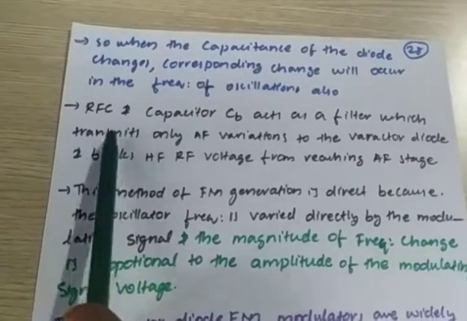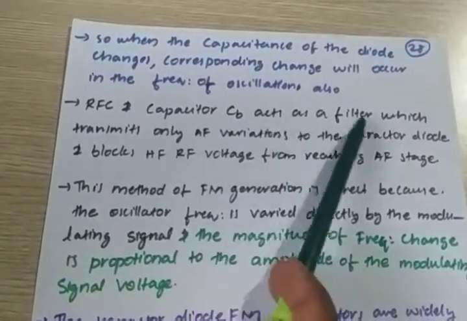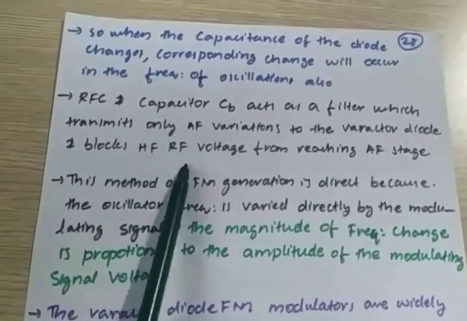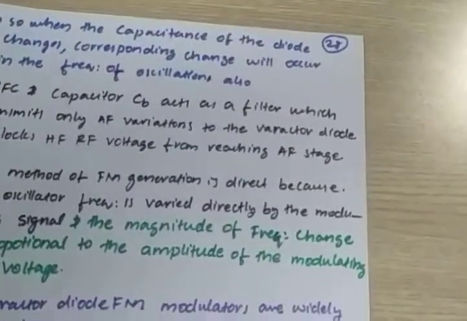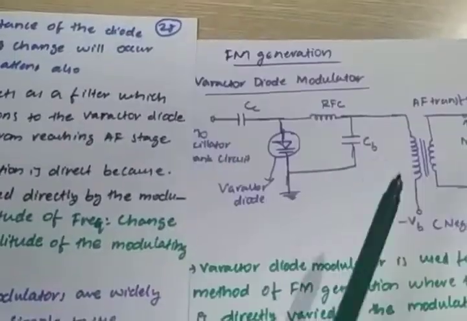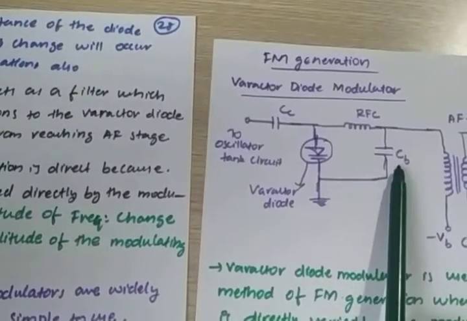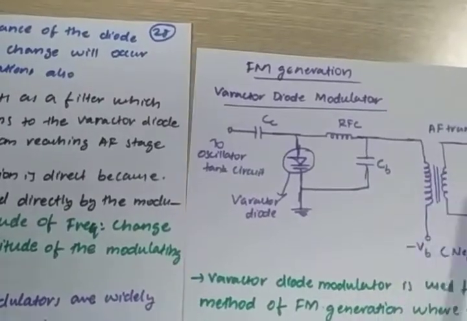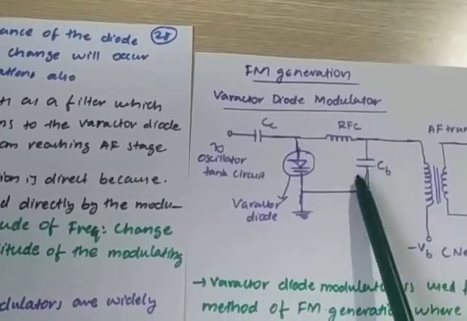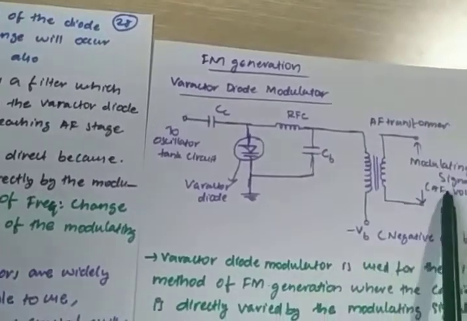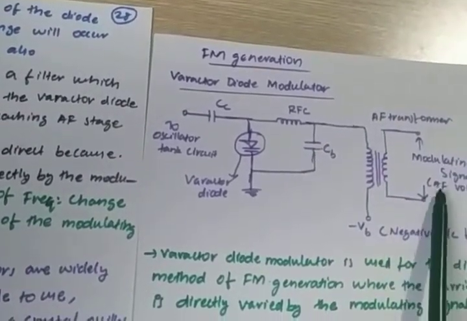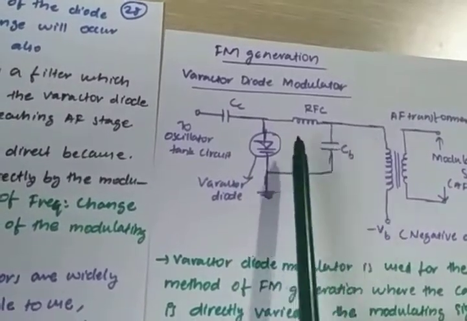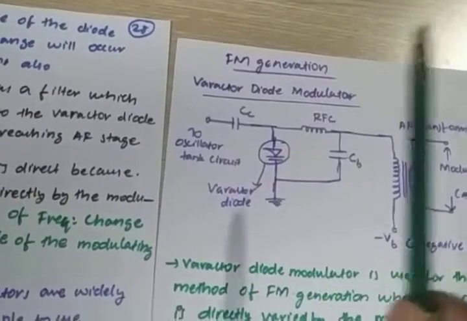Okay, here RFC and capacitor CB act as a filter which transmits only AF variation to the varactor diode and blocks the high frequency RF voltage from reaching the AF stage. See here, this RFC coil and capacitor CB prevent the high frequency signal from entering the varactor diode. These two act as a filter, and that will allow only low frequency. That means our message is low frequency only. Audio frequency means low frequency only, and it allows only audio frequency. All other high frequency and radio frequency signals are eliminated with the help of this filter.